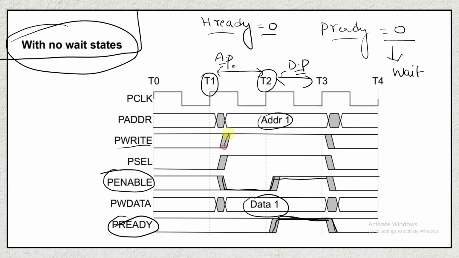PWRITE is equal to 1. That means the write operation is being performed and the master is sending some data to the slave. And coming to the PSELECT signal, that means your master has selected a particular slave.